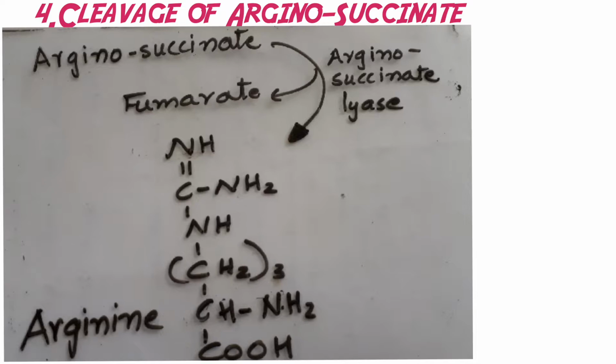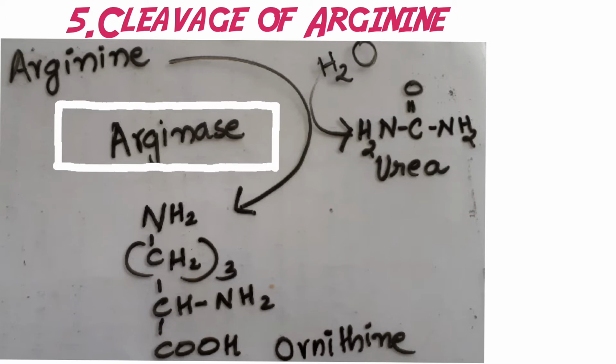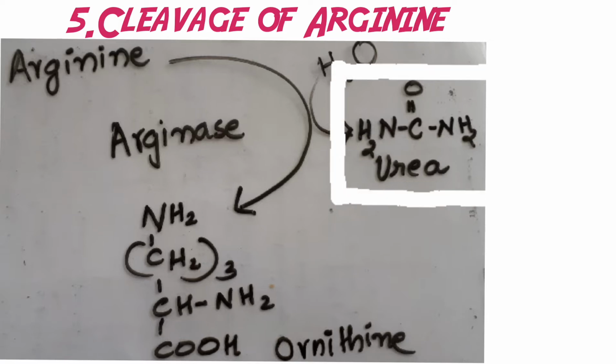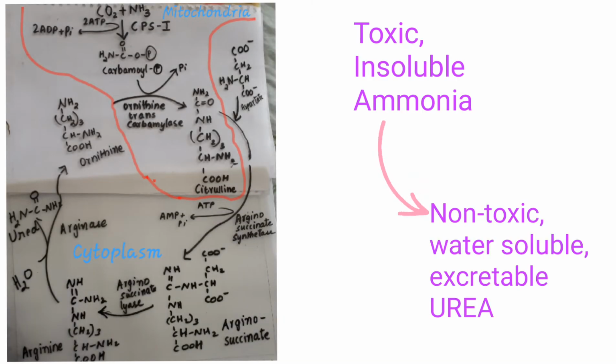Now the fifth step is cleavage of arginine. Arginine is cleaved into ornithine and urea in the presence of enzyme arginase. Ornithine is regenerated in this step and urea cycle completes by the formation of urea. Thus, the toxic insoluble ammonia is converted into non-toxic water-soluble excretable urea.